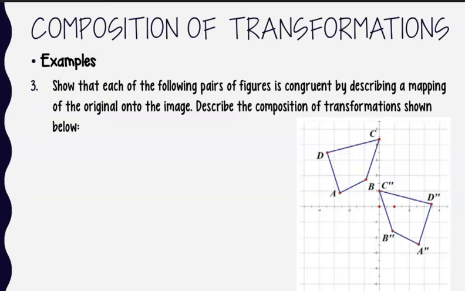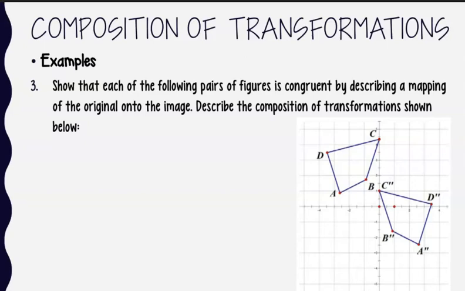Okay, so this next thing it is asking me to do, it says, show that each of the following pairs of figures is congruent by describing a mapping of the original onto the image. In other words, remember a map tells you how to get from one place to another. So they're saying describe how to get from the original onto the image. Describe the composition of transformations shown below.